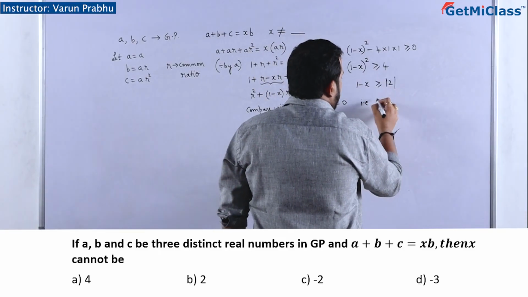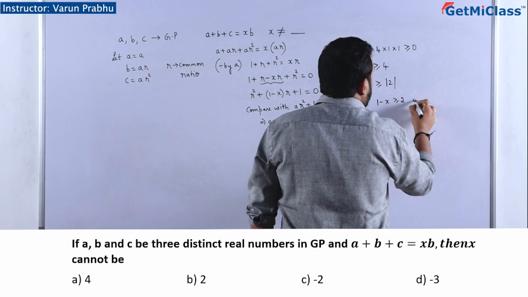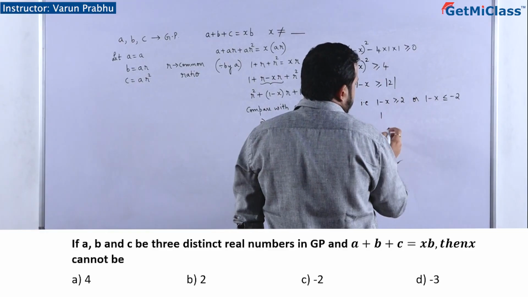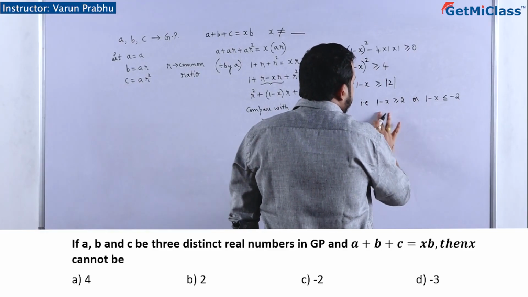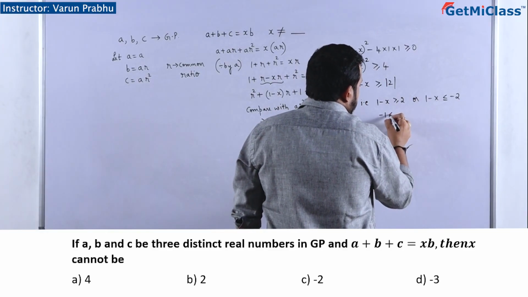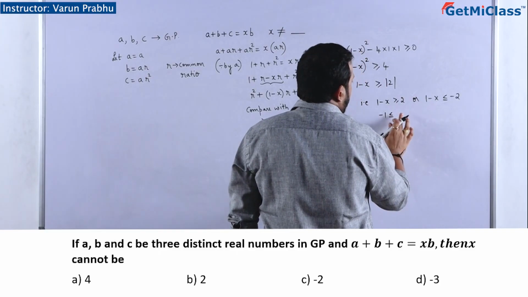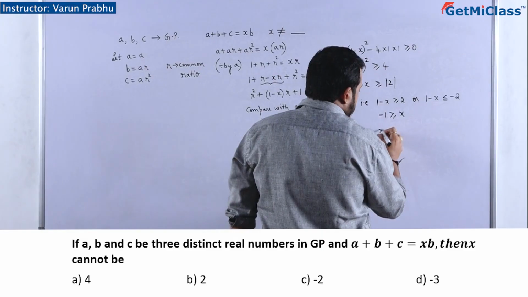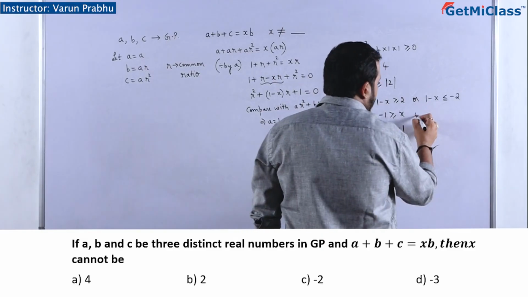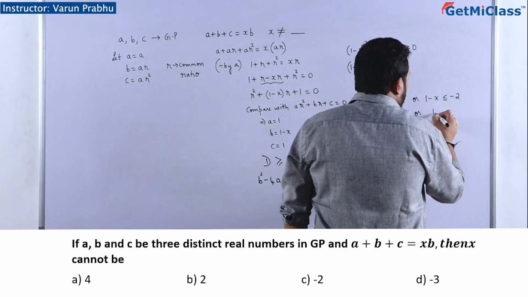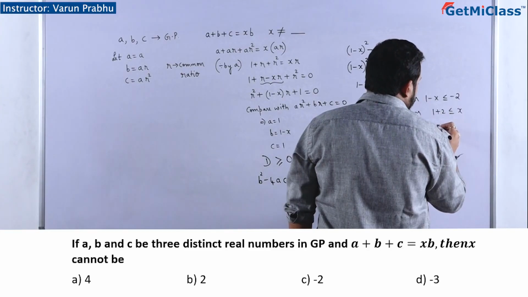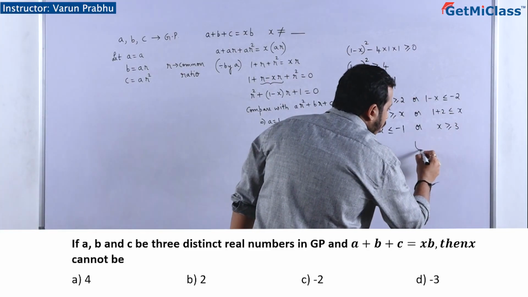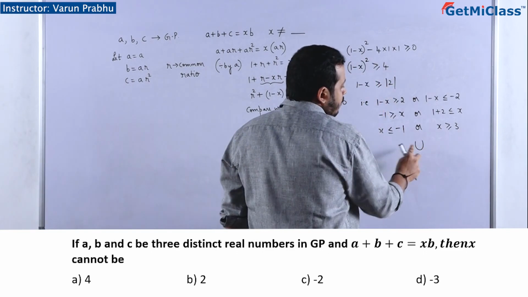That is, 1 minus X should be greater than or equal to 2, or 1 minus X should be less than or equal to minus 2. So your value of X: 1 minus 2 will be minus 1 greater than or equal to X. That is, X should be less than or equal to minus 1, or 1 plus 2 should be less than or equal to X, or X should be greater than or equal to 3. You know that the meaning of the word or from sets we have studied, or means union.